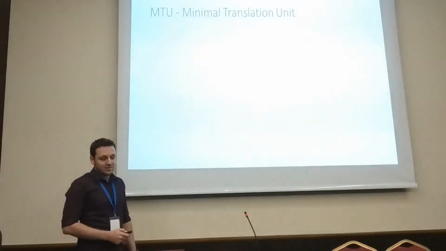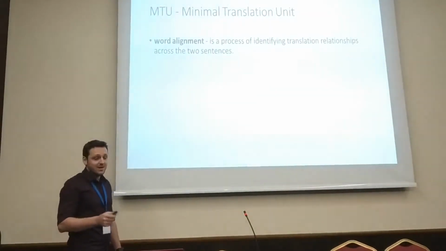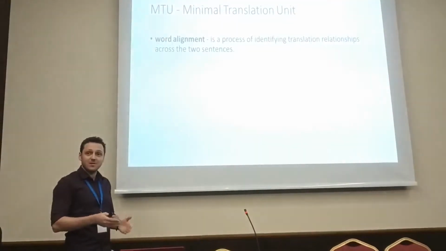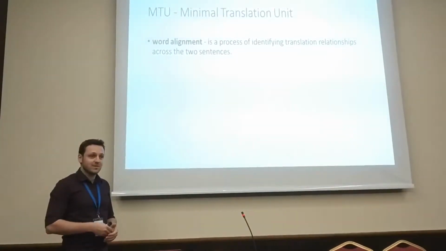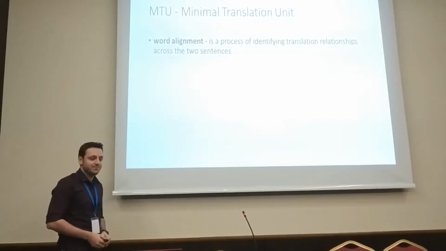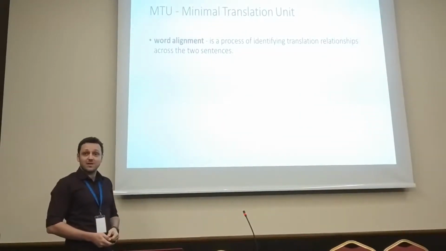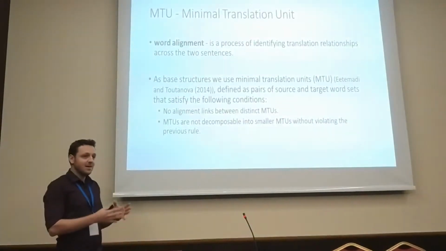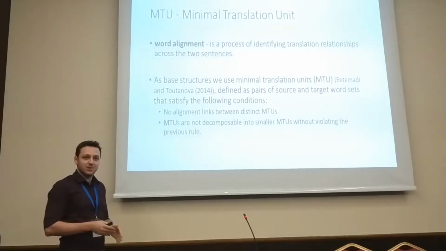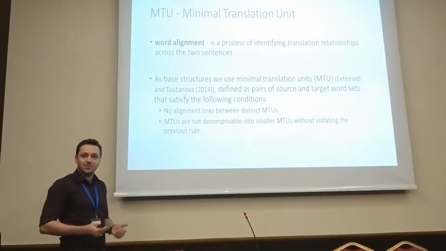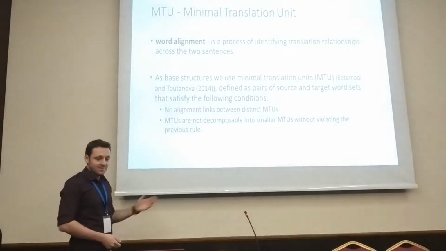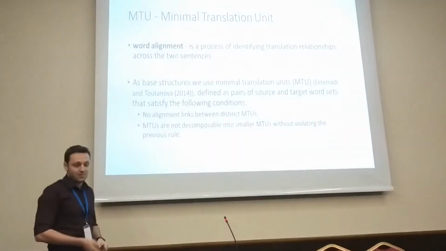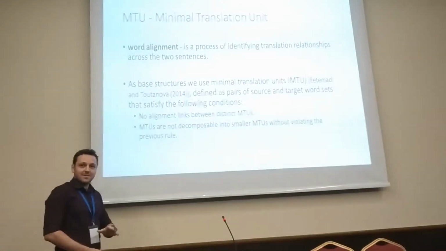The first one is called MTUs. A quick reminder, when we have a lot of sentence pairs, we can run a statistical process and identify which word is aligned to which word in the source and target languages. After we have those word alignments, we can group them into units, such that the links between the words stay in the units, and we can decompose those units into smaller ones. This is called the minimal translation unit, MTU. This is the tough definition.